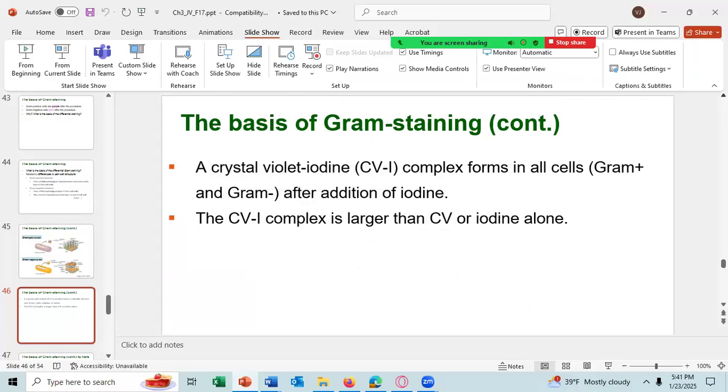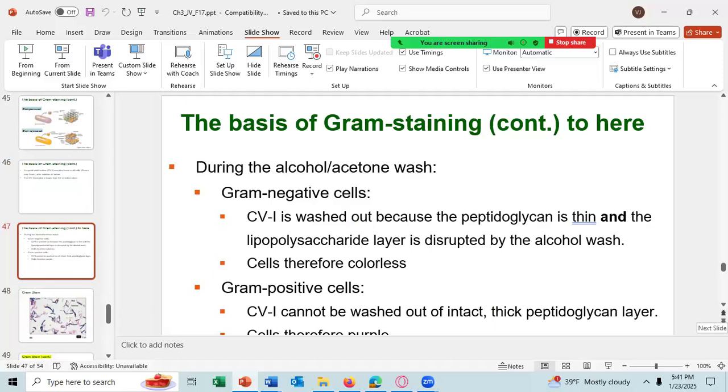All right, the basis of the Gram stain is the crystal violet iodine complex forms in all cells. And the crystal violet iodine complex is larger than crystal violet or iodine alone. And during the alcohol acetone wash step, or the decolorizing step, the gram-negative cells have the crystal violet iodine washed out because of their thinner peptidoglycan layer. If you're wondering, the lipopolysaccharide layer, meaning the outer membrane of the cell wall, will be disrupted by the alcohol wash.